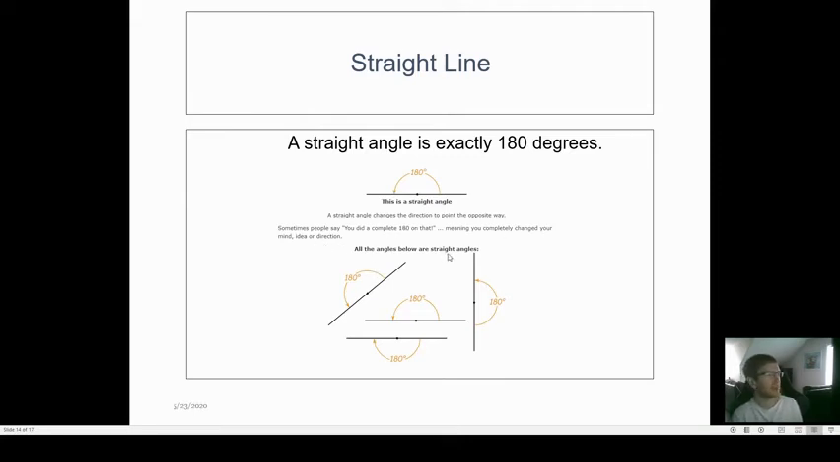So all the angles below are straight lines. Yeah, it looks like it's slanted, but still it's a straight line. You have two rays that are going in different directions.